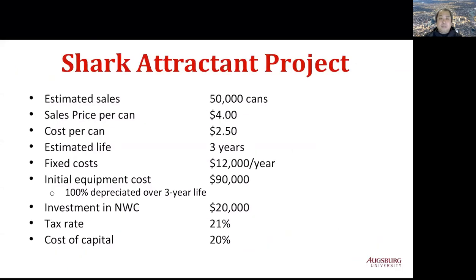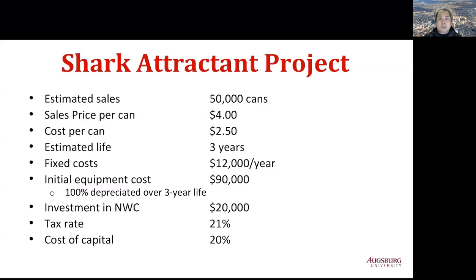Let's see one example. Suppose a project is forecasted to sell 50,000 cans of shark attractant per year at $4 per can. Variable cost per can is $2.50 and fixed cost is $12,000 per year. The lifetime of the project is 3 years and the initial equipment cost is $90,000. It will be evenly depreciated over a 3-year life, so each year, depreciation expense is $30,000. Annual net working capital investment is $20,000. The tax rate is 21% and the required rate of return is 20%.